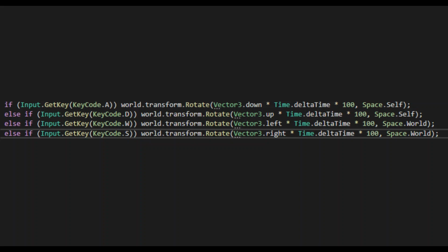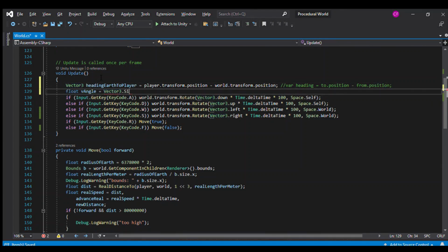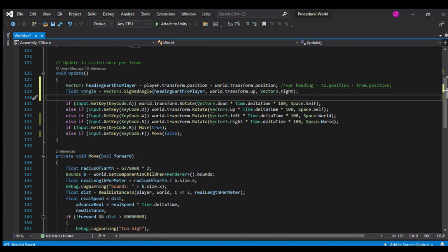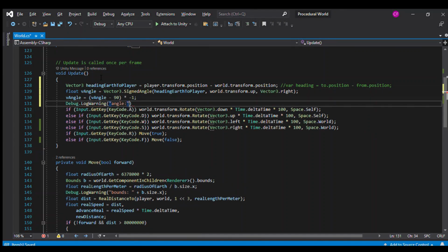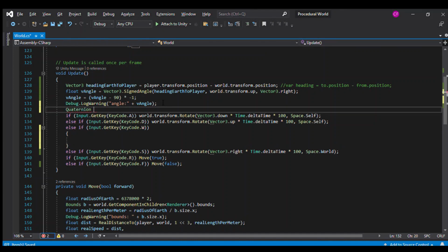In the previous video, we rotated the Earth around its polar axis by specifying Space.Self. We rotated it around Space.World, meaning the fixed axis in space, not our world object. I took a long time figuring out how to convert the rotation of the world object into the latitude and longitude that the camera is looking at.